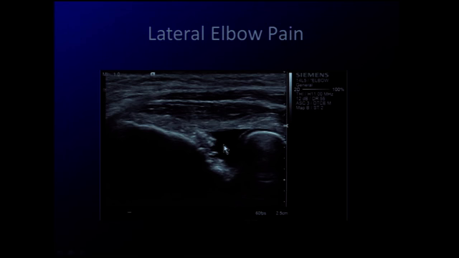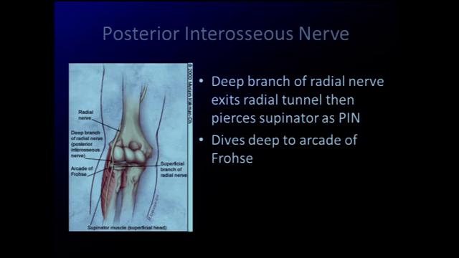Here's another patient who presents with lateral elbow pain, and you can see that the overlying common extensor tendon is intact, but there is fluid and the free edge of a torn radial collateral ligament. Now, sometimes patients with lateral elbow pain have a normal common extensor tendon, but rather have pathology of the posterior interosseous nerve. The posterior interosseous nerve is the deep branch of the radial nerve.